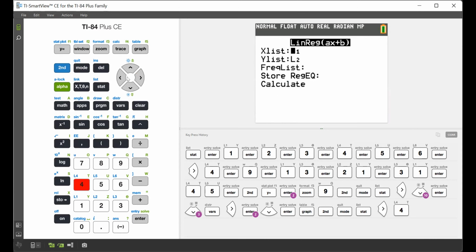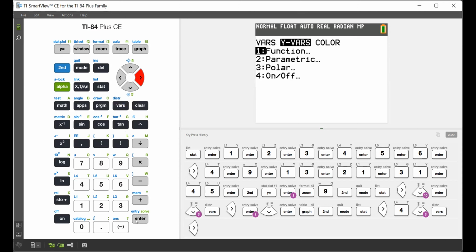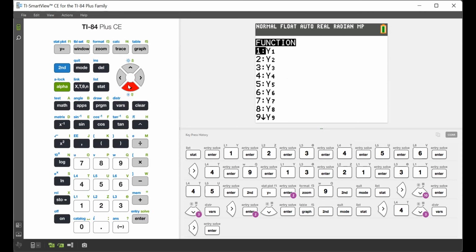Again, L1, L2, and I am going to go ahead and store that regression equation. I could store it somewhere besides Y1, I could store it in Y2. Why would I want to do that? So I can see both graphs. Okay, so I'm going to go to my variables menu, my Y variables function, and I am going to store that in Y2.